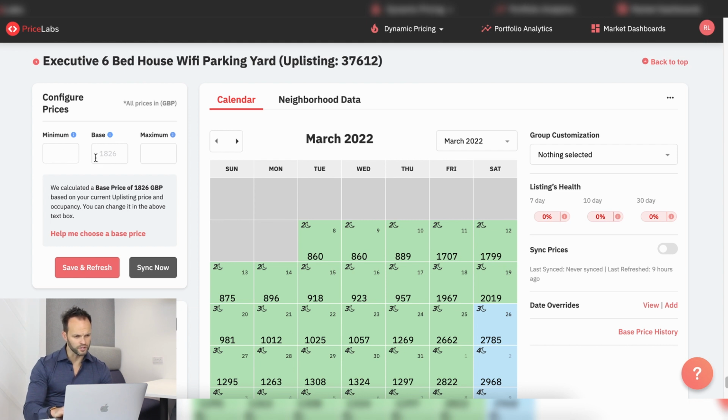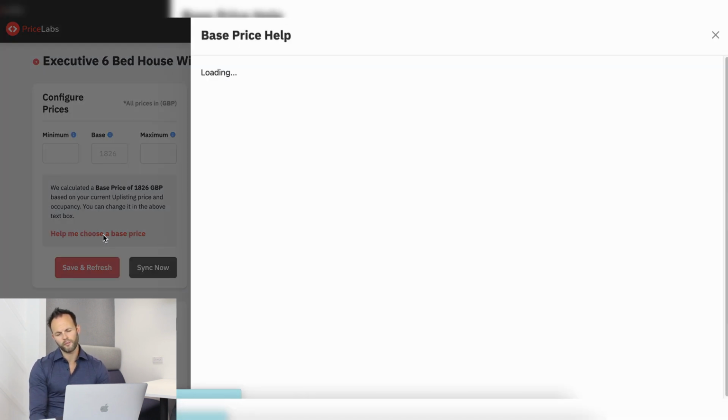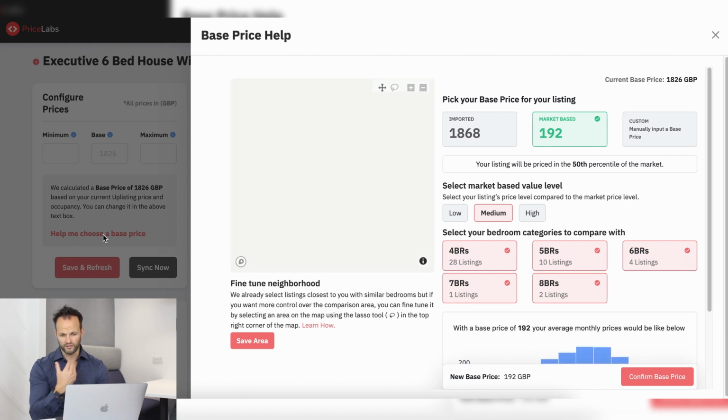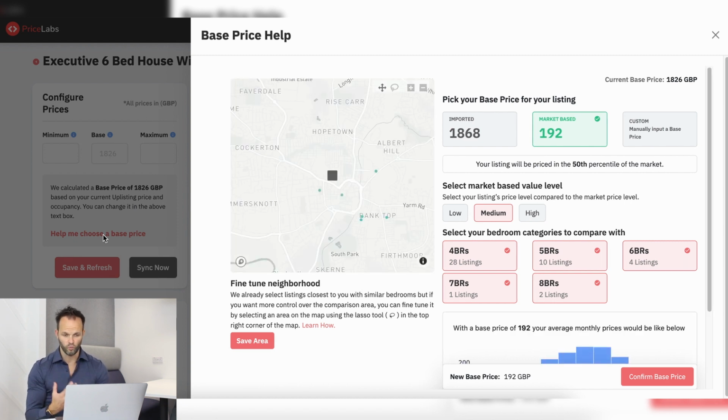What we've got here is the minimum and base rate. I quite like this: help me choose a base rate. I'm a big believer in data, and these systems and software have so much data behind the scenes, so why not use it? It's an advantage. This is recommended based on the market, that we would want to price at £192 a night.